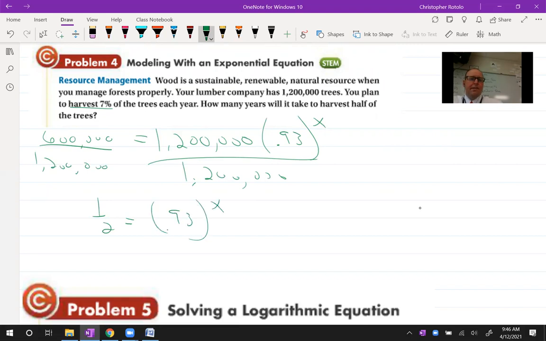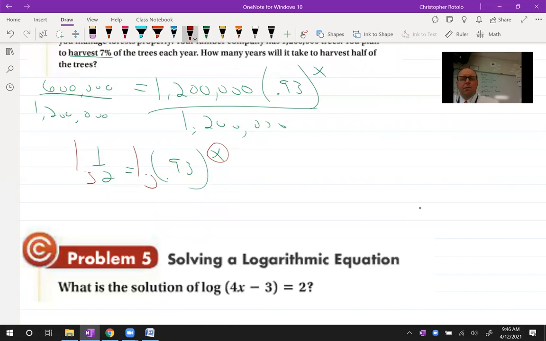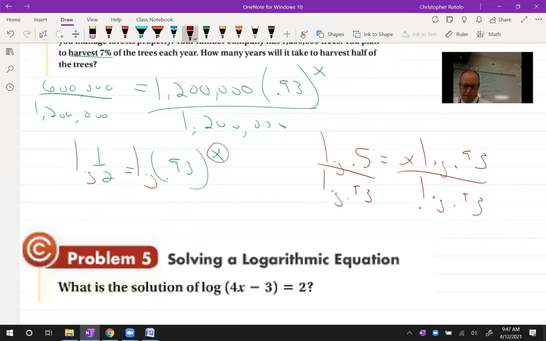0.93 to the x. And then the next thing we're going to do is, since the variable's in the exponent, we're going to take a log of both sides. So log of 1/2, which is 0.5, equals x log of 0.93, and divide by log 0.93. Okay, so log 0.5, again, either close parentheses or hit equals, divided by log 0.93.